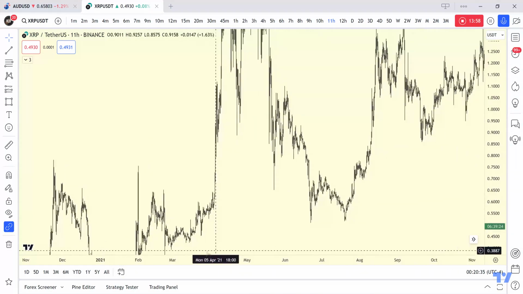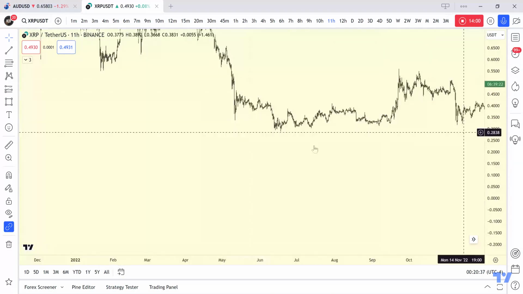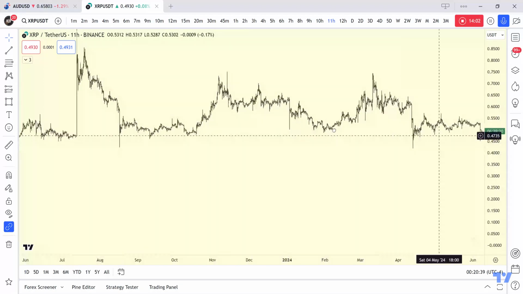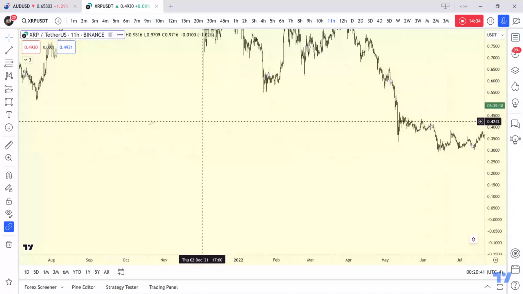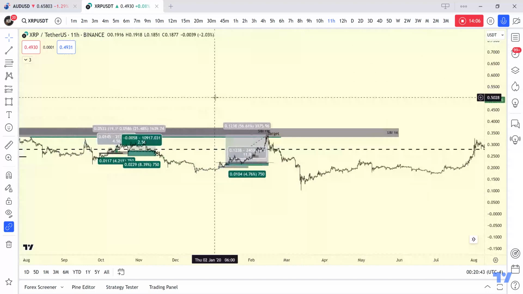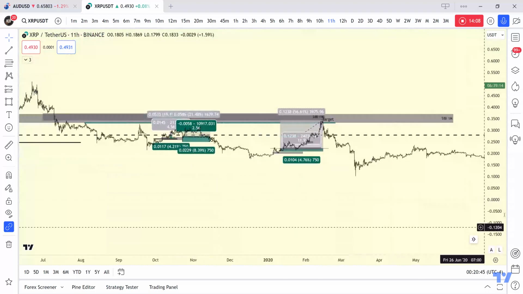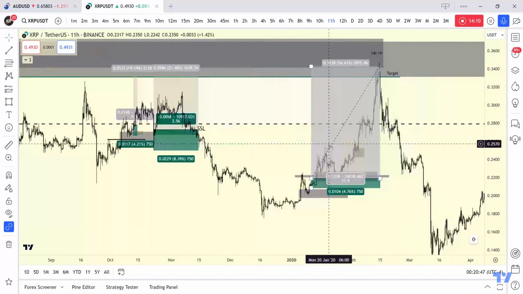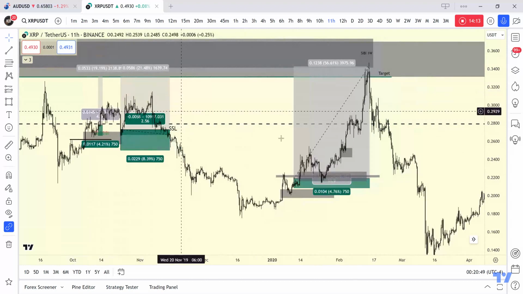XRP, big moves. Where are we now? Being pretty boring. Sorry, XRP fans. It's awesome. 2 losses, 1 big win.